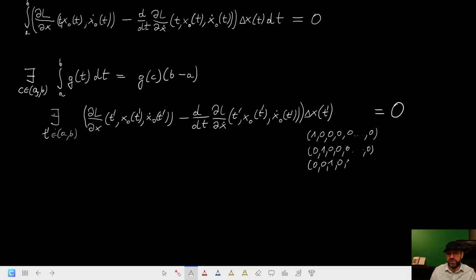And sorry, I was not prepared for that. I simply forgot these are multidimensional, and I'm improvising now. So, because delta x is arbitrary, we can always have that at time point t prime, it will have value this or this or this and so on up to one on the last coordinate.